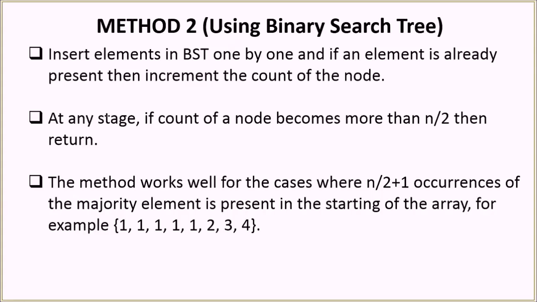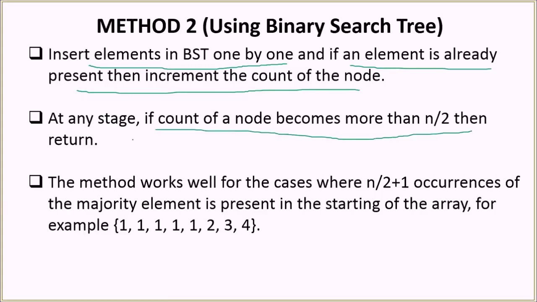We basically insert elements in the BST one by one, and if an element is already present, then we increment the count of the node. At any stage, if the count of the node becomes more than n by 2, then we basically return. This method will work best for the case where n by 2 plus 1 occurrences of the majority element are present at the start of the array. In this type of an array, this is going to give the results very quickly.